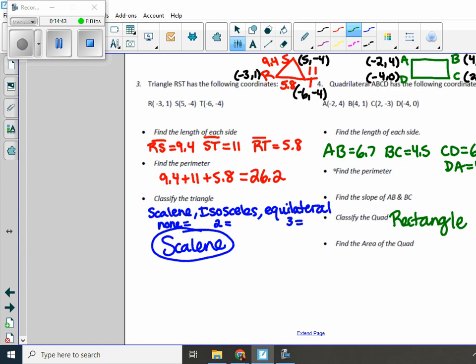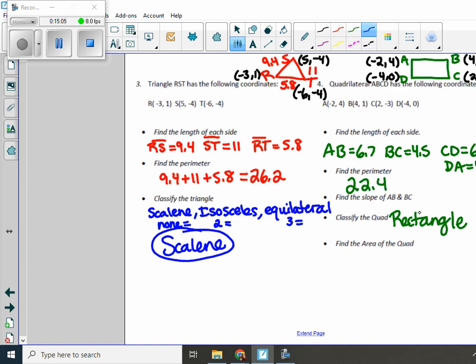Okay. Here you go, perimeter. Add them all up, what'd you get? The perimeter. Okay, yep, 22.4.